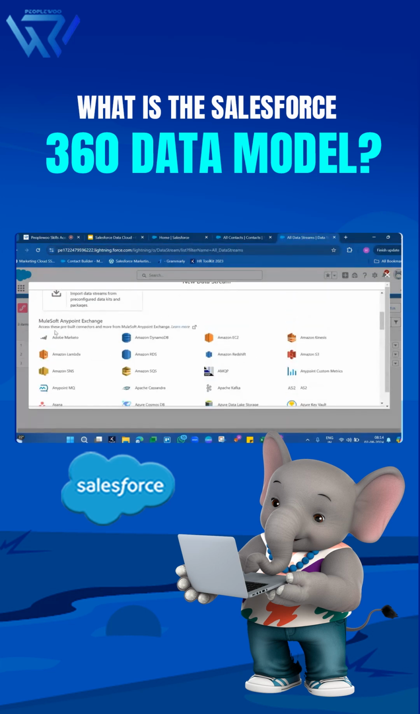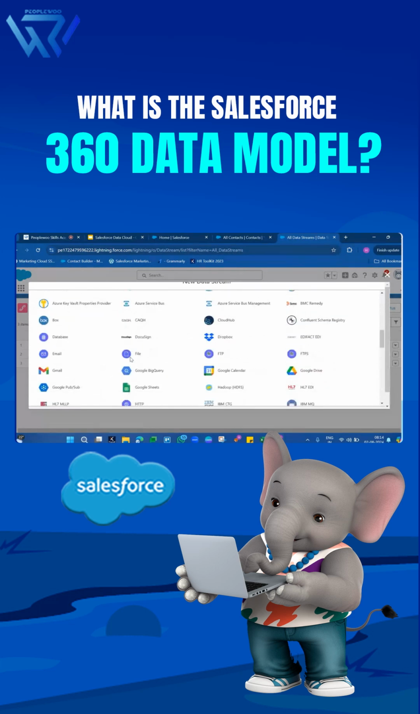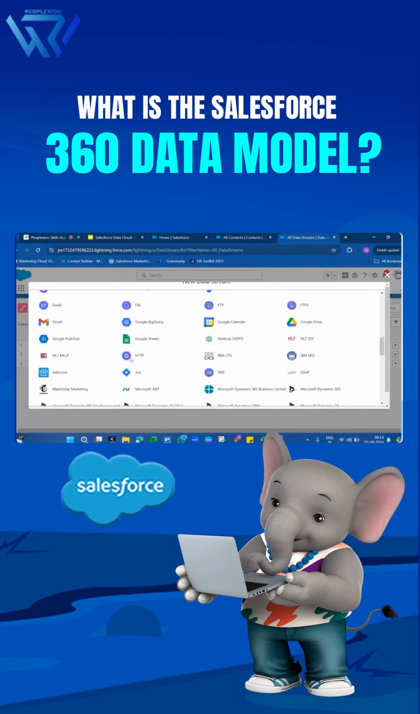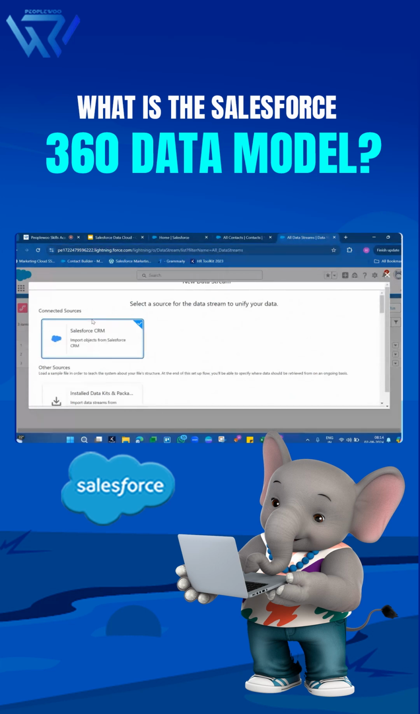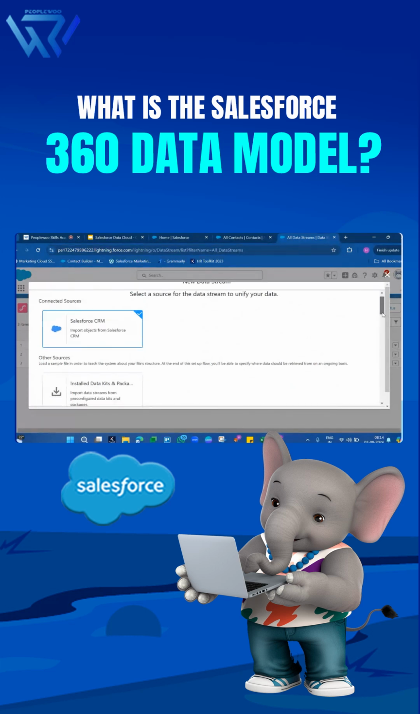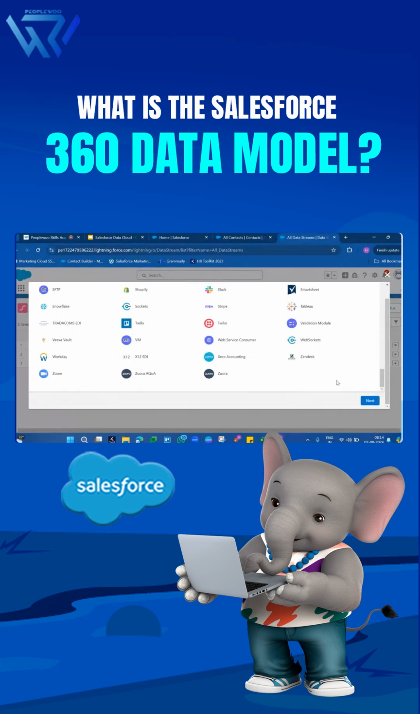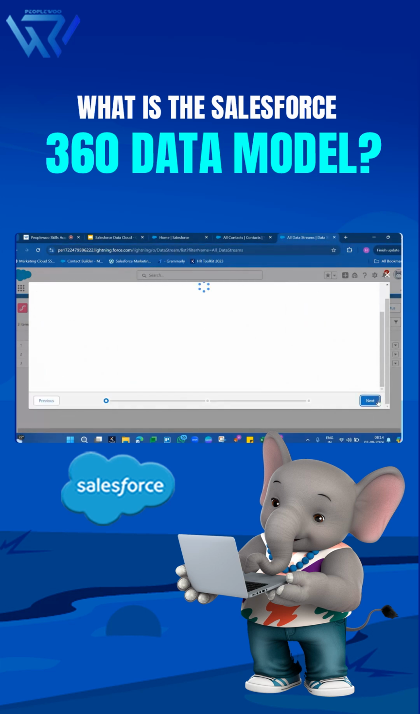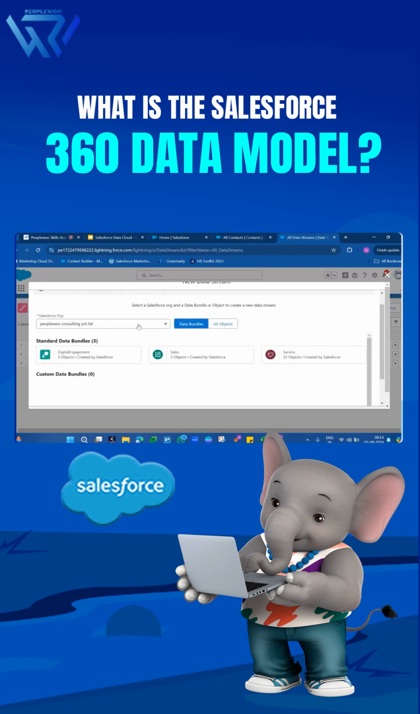You have multiple different sources as well from where you can establish a data stream. But as we have integrated Salesforce CRM Sales Cloud Starter Bundle, we'll click on Salesforce CRM and click on the Next option. Once we click on Next, this is our Salesforce org.